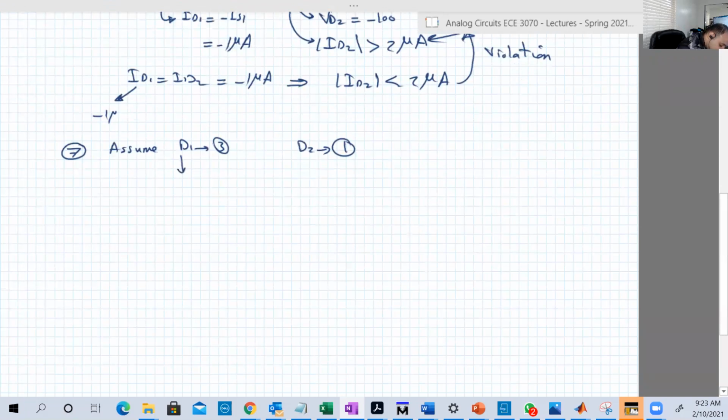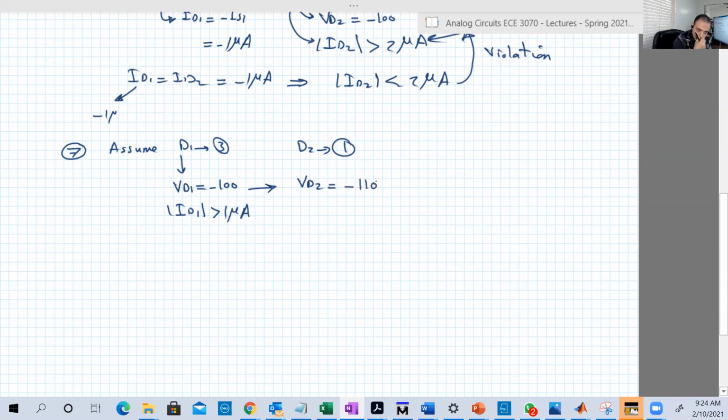So D1 in 3, that means VD1 is in breakdown. So VD1 is equal to minus 100. And for sure, ID1 as a magnitude exceeds 1 microampere. Since we know VD1 is equal to minus 100, we can determine VD2. So VD2 is equal to minus V input, which is minus 10. Do it with Kirchhoff's voltage law, you will get this: plus 100, which is minus VD1, will give you minus 10.